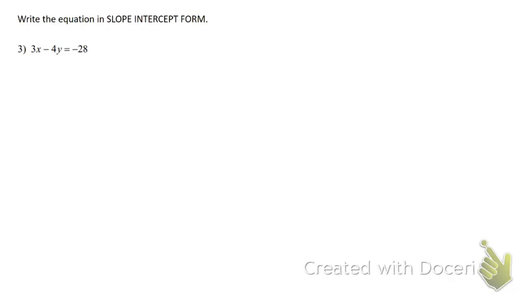Okay, again, we're getting y by itself. So that means this guy has to stay where it is on the left side, and the 3x is going to move to the other side and become a negative. So I'm going to subtract 3x on both sides. See how it went from positive on this side to a negative on this side. Okay, the 3x's will cancel.